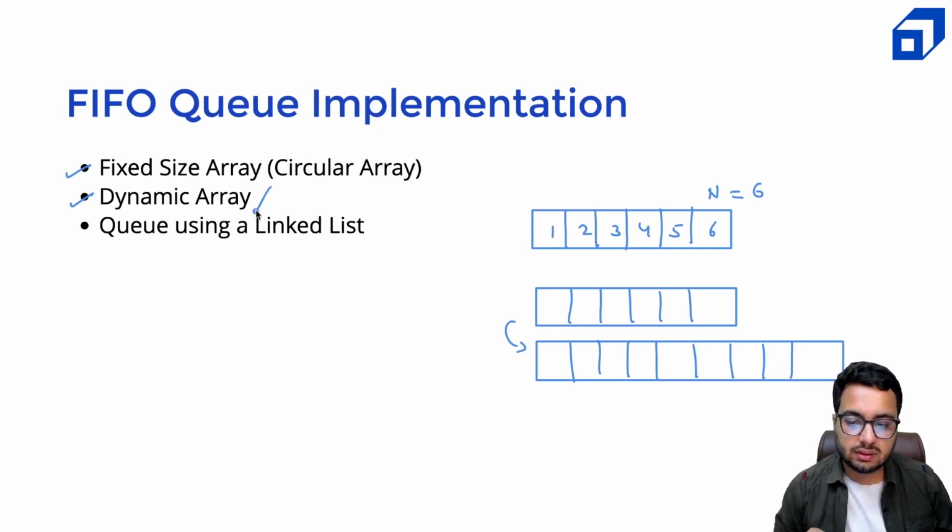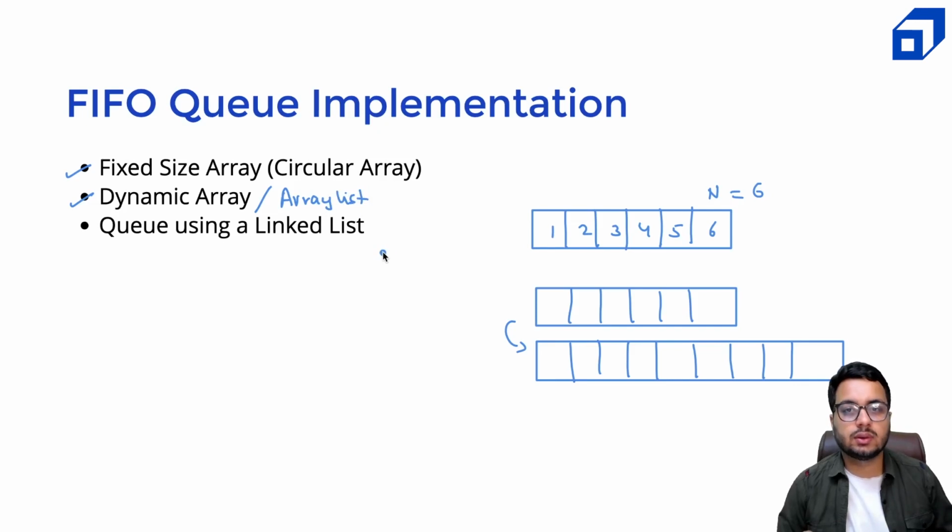The other option is if you do not want to write the functionality of doubling, it is already implemented inside your ArrayList class. You can also implement a queue using an ArrayList, right? Third is we can build a queue using a linked list as well, right? A linked list is a dynamic data structure. So we will look at how a linked list can be used to implement a queue as well, right?